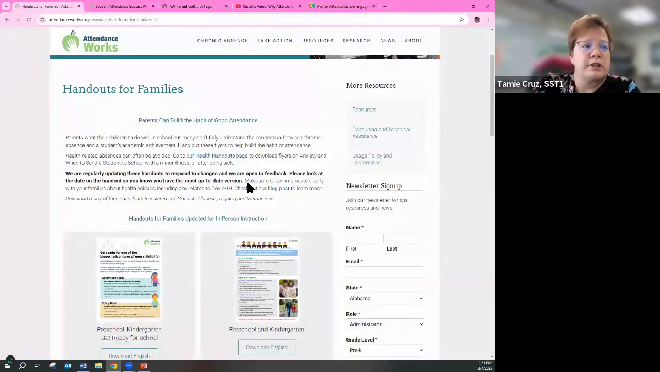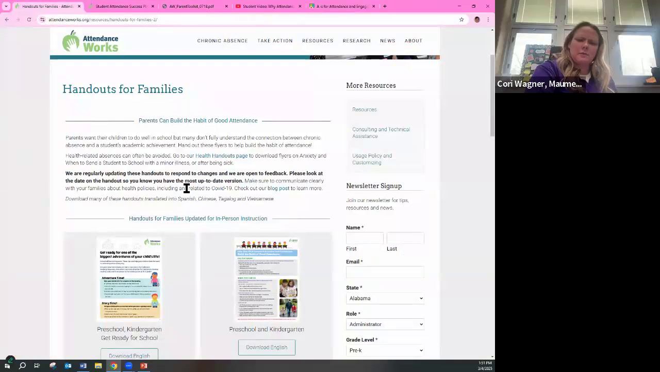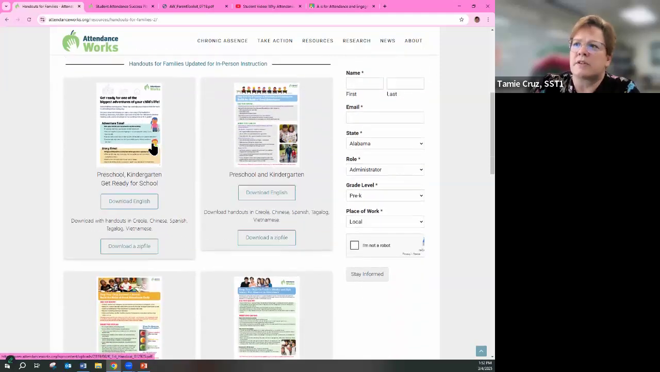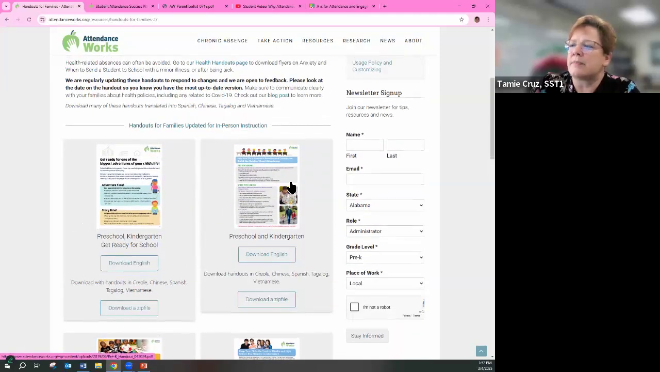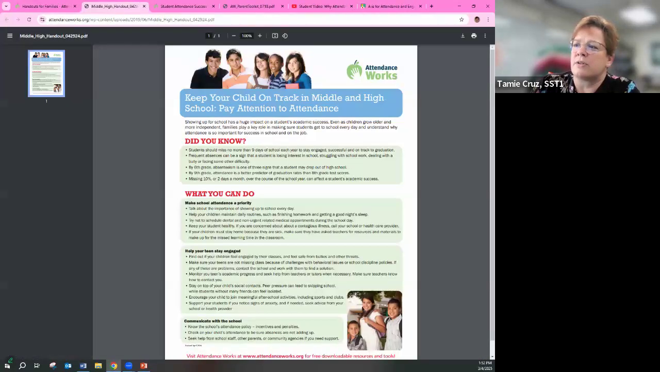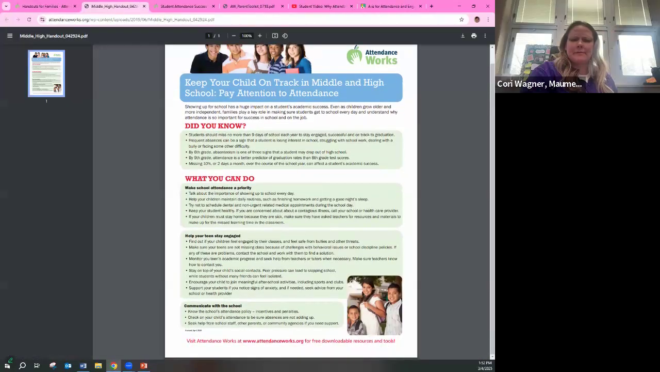So this was something we were going to do in a little bit, but we'll take the teachable moment right now. This is also a link that is on the Padlet, handouts for families. So this might be a good starting point. It's not so much the legalese necessarily, but the importance of attendance. They have a general one, a preschool and kindergarten getting ready for school one, an elementary one, and then a middle and high school handout. So this one obviously might be interesting for you. It's a did-you-know, a one-pager.